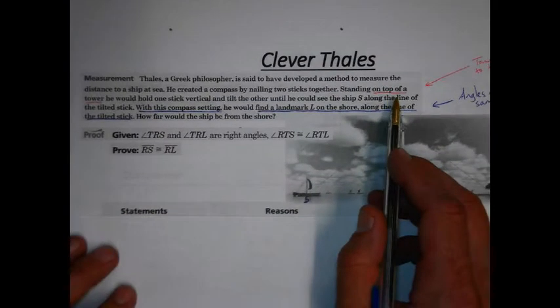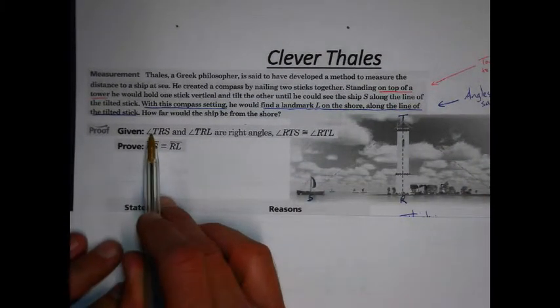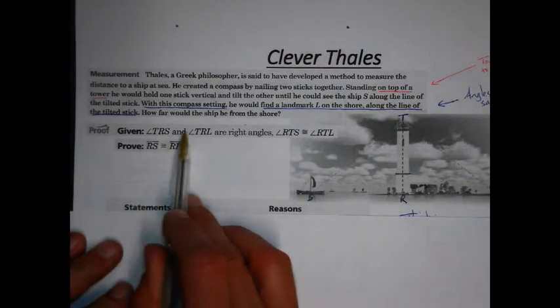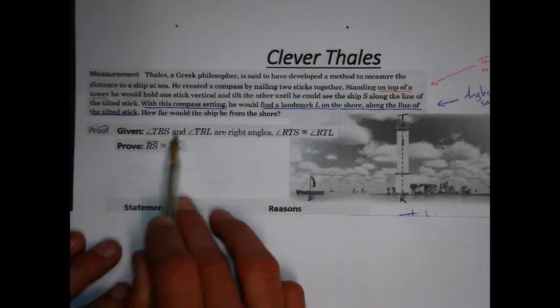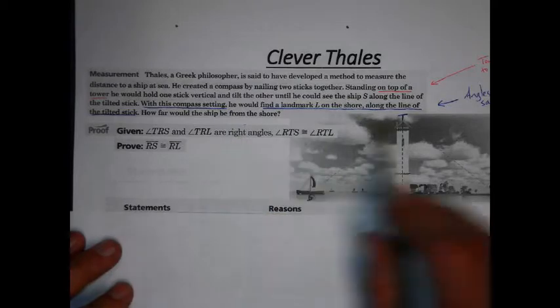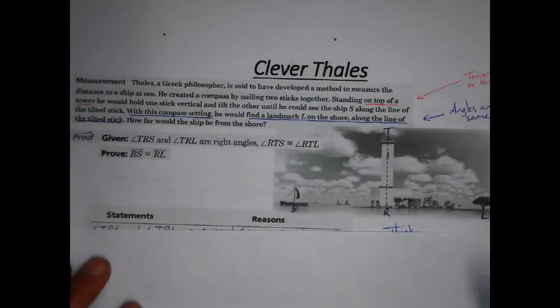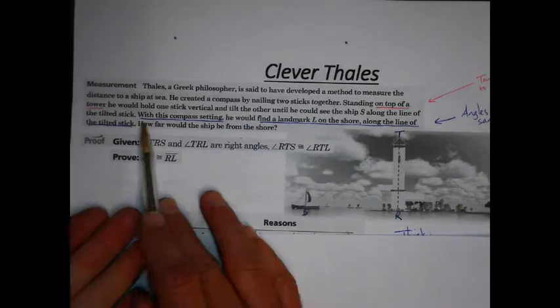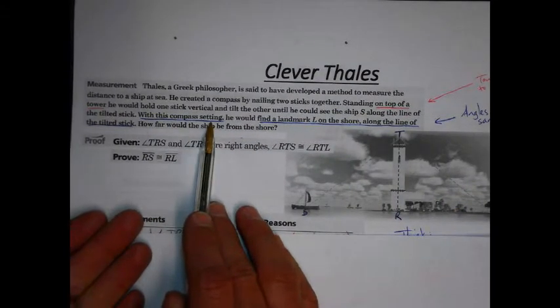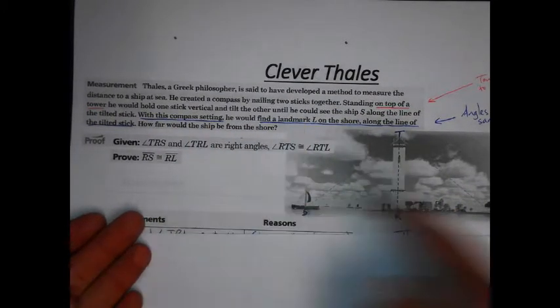So because it says standing on top of a tower, that's why we can say this given statement. Okay, so it's all about reading and understanding stuff. So we can say this statement because towers are normally perpendicular. The other thing we can say is from this little gem, with this compass setting. So it says with this compass setting, he would find a landmark on the shore.